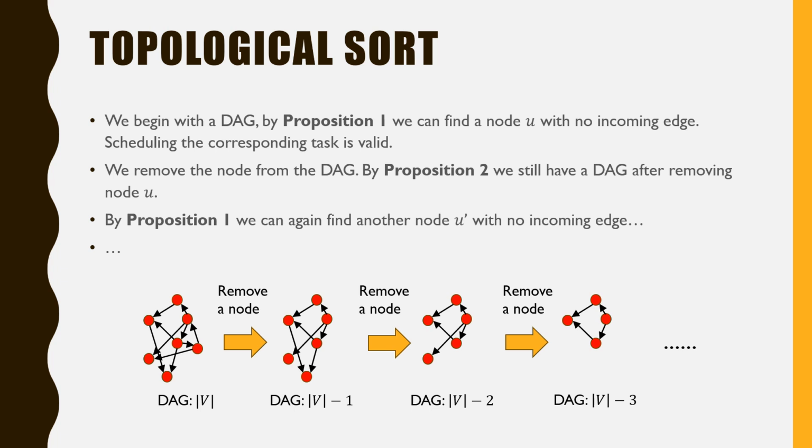Using propositions 1 and 2, we can construct the following algorithm to generate a topological sort of a DAG. We begin with the given DAG.